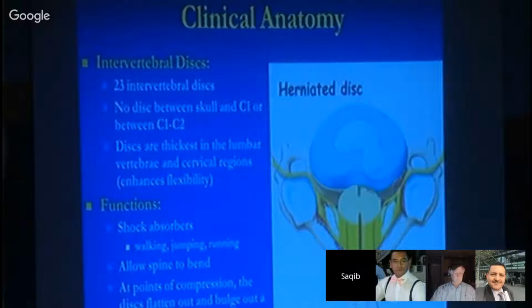Discs contribute to the height of the spinal column, and they are a major shock absorber. They allow the spine to bend, and they also allow the even distribution of the forces, the axial loads.